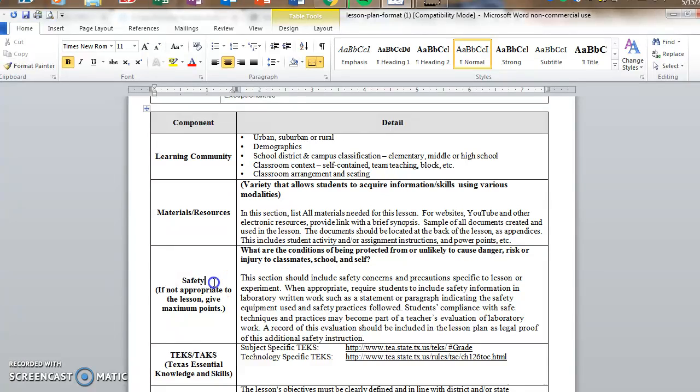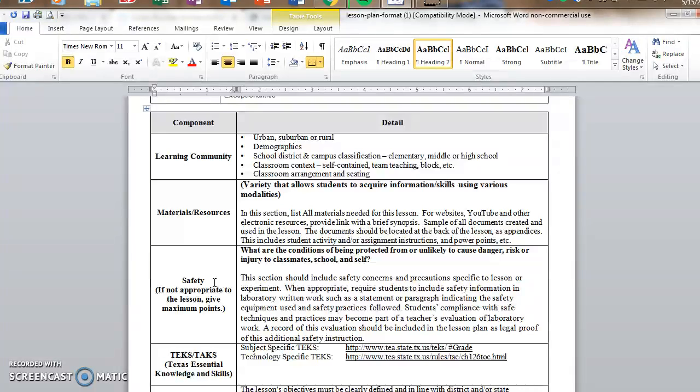Moving on to the next one, safety. What are the conditions of being protected from or unlikely to cause danger, risk, or injury to classmates, school, and self? This section should include safety concerns and precautions specific to the lesson or experiment. When appropriate, require students to include safety information in laboratory written work, such as a statement or paragraph indicating the safety equipment used and safety practices followed.